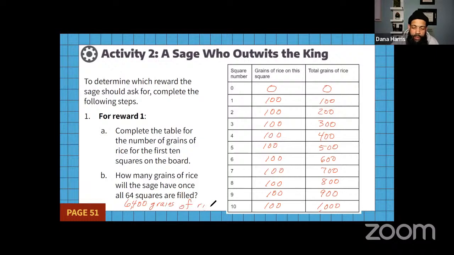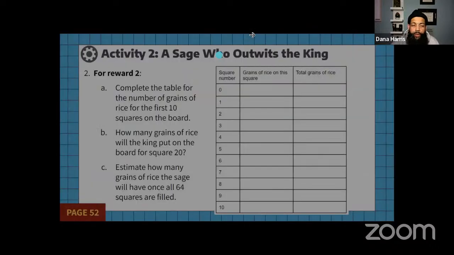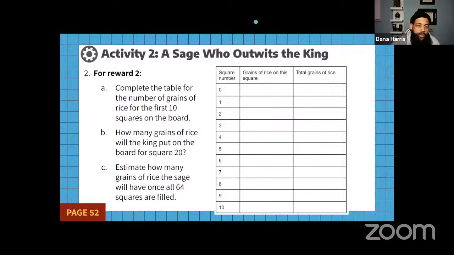Okay, now we're going to look at the second reward. Okay, and in the second reward, we're going to fill out another table. So now in this one, he's going to start out with 0 for square 0. We have 0 grains of rice, and we have 0 total grains of rice. So now we have 1 grain of rice here, and then we have a total of 1 grain of rice.